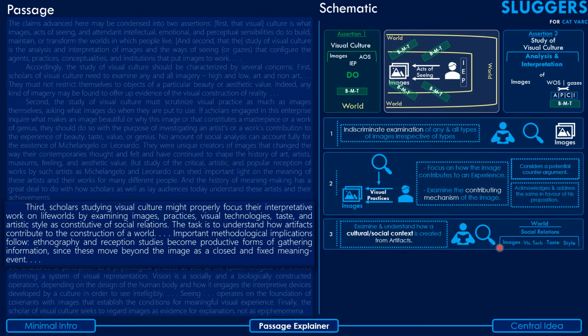So the context definitely matters. And in this case, the author is emphasizing that the scholar should also focus on how the context of the viewer is made up from these kinds of artifacts, which may have a bearing on how the artwork might be received by the viewers. Okay, reading the first sentence again: scholars studying visual culture might properly focus their interpretive work on life worlds. This probably relates to the cultural context here, but we're not sure of that, and we don't need to be sure, because it's just some word from the niche from which this passage has been taken. Okay.